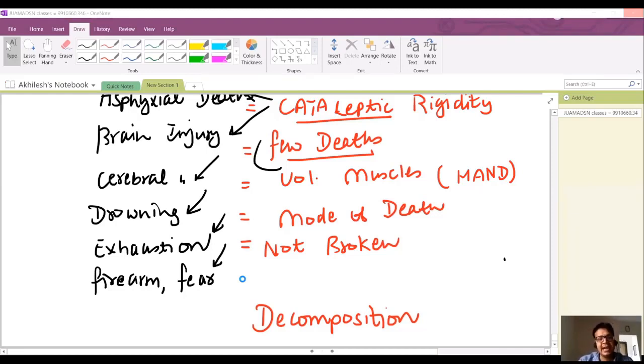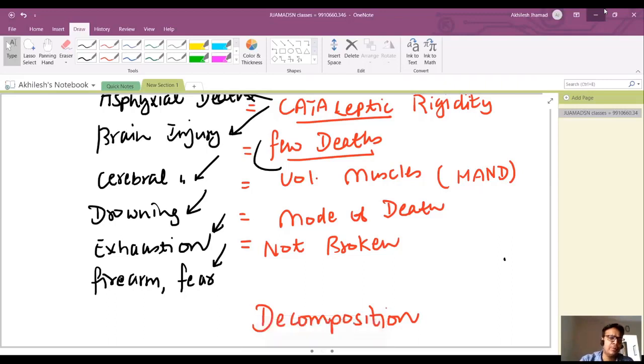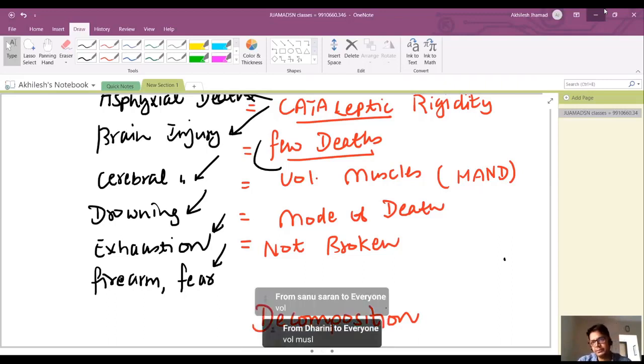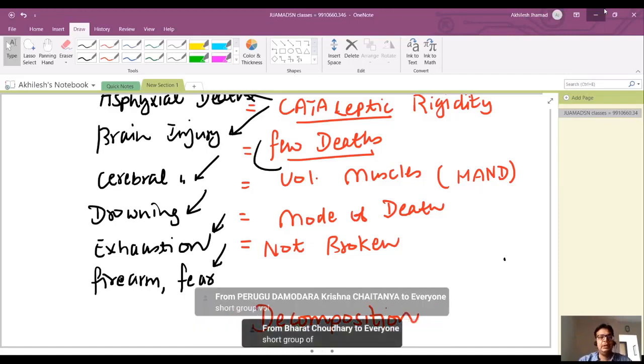Cadaveric spasm gives idea about time since death, cause of death, or mode of death. What is the best answer? Mode of death. Cadaveric spasm involves voluntary muscle, involuntary muscle, all muscles, or a short group of voluntary muscles. Short group of voluntary muscle will be the best answer.